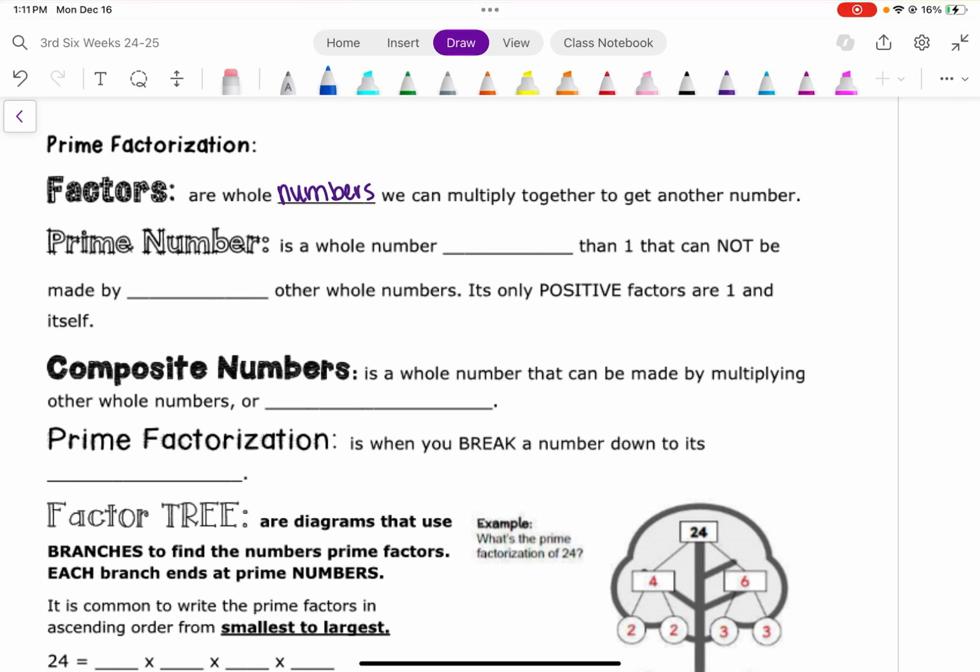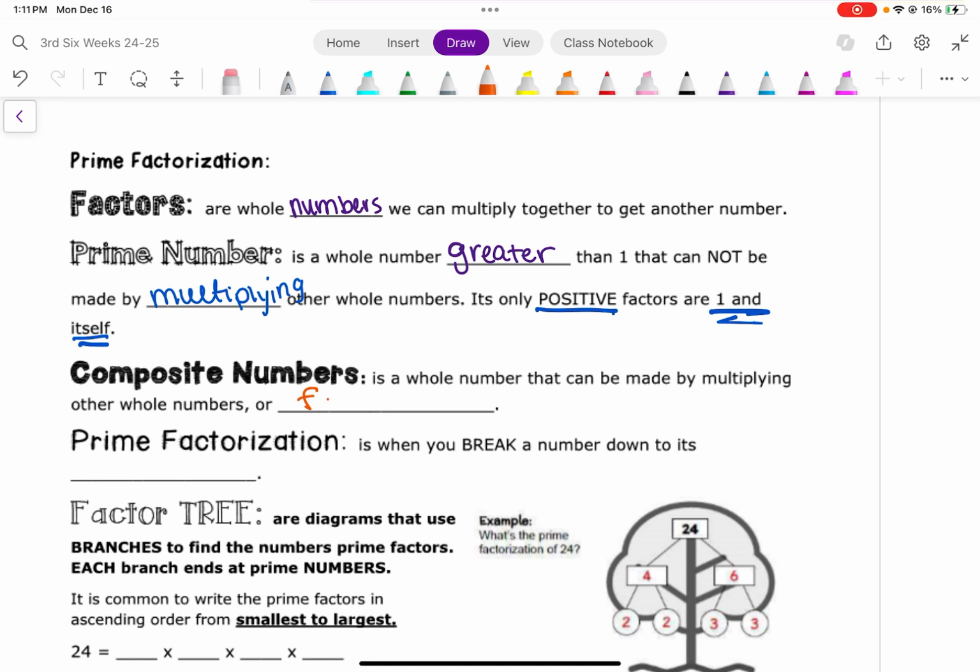A prime number is a whole number greater than 1 that cannot be made by multiplying other whole numbers. Its only positive factors are 1 and itself. A composite number is a whole number that can be made by multiplying other whole numbers or factors. Prime factorization is when you break a number down to its prime factors.